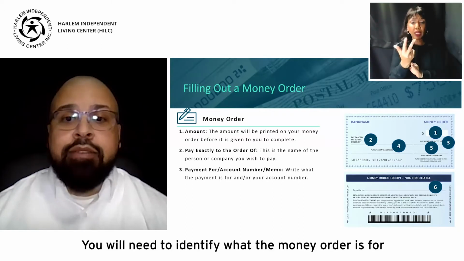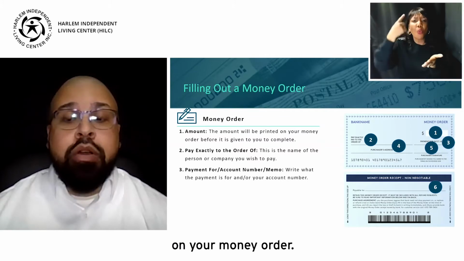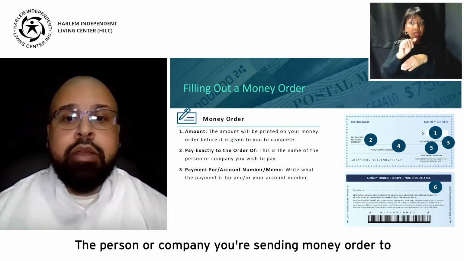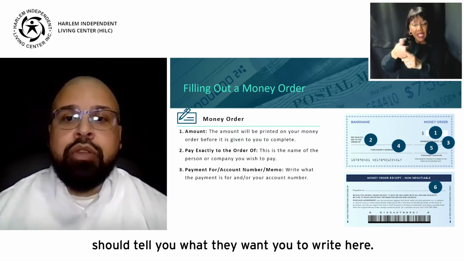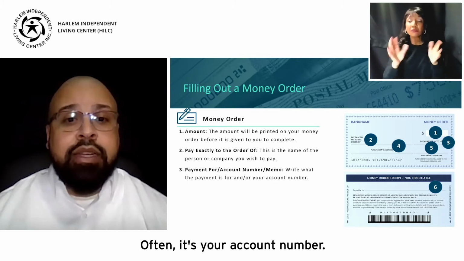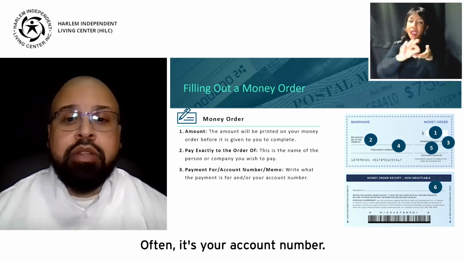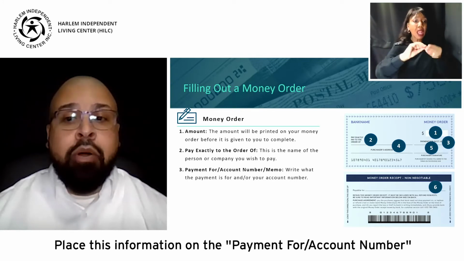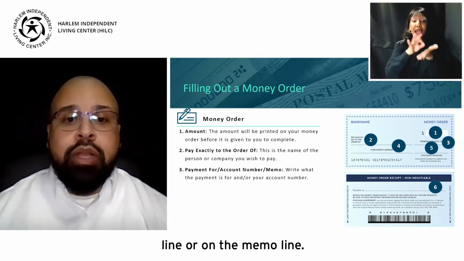You will need to identify what the money order is for on your money order. The person or company you're sending the money order to should tell you what they want you to write here. Often, it's your account number. Place this information on the Payment for Account Number line or the memo line.